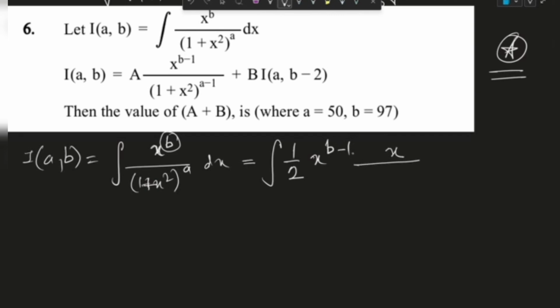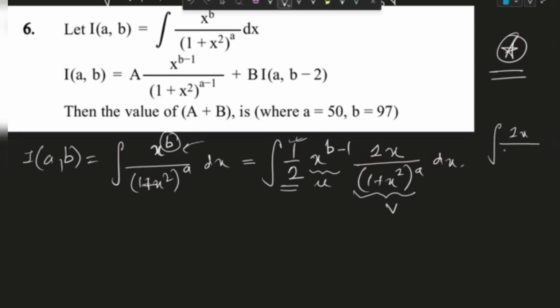So x^(b−1) times x will be x^b. Now the reason I introduced this half was to make 2x here, and this is basically (1+x²)^(−a) dx. So as per by parts, this is a constant anyway, I will take this part to be u and this part to be v, because as you can see v is now properly integrable. I will also integrate it separately for you guys.